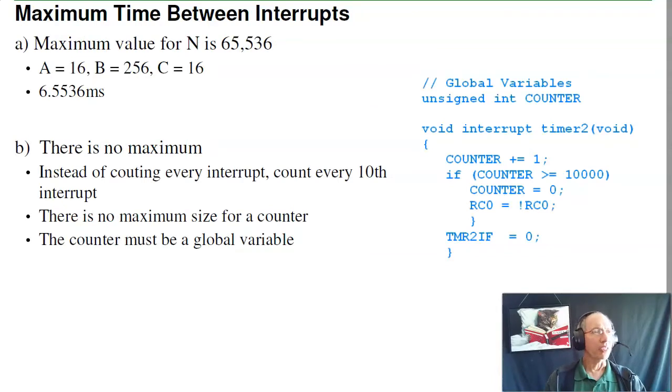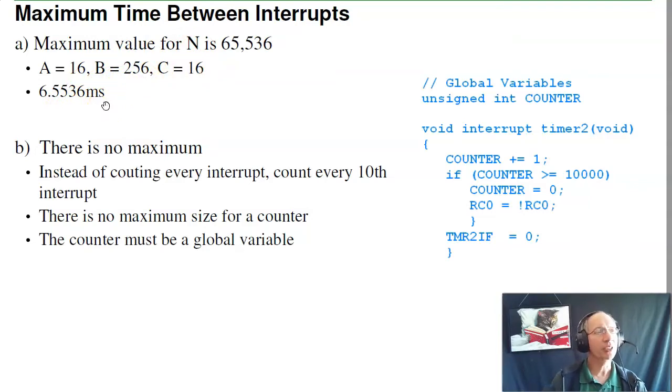On the other hand, the maximum time between interrupts. Well, if I want to do something like toggle a bit every time I interrupt, the maximum is 65,536. That's when you max out A, B, and C. That gives you 6.55 milliseconds.